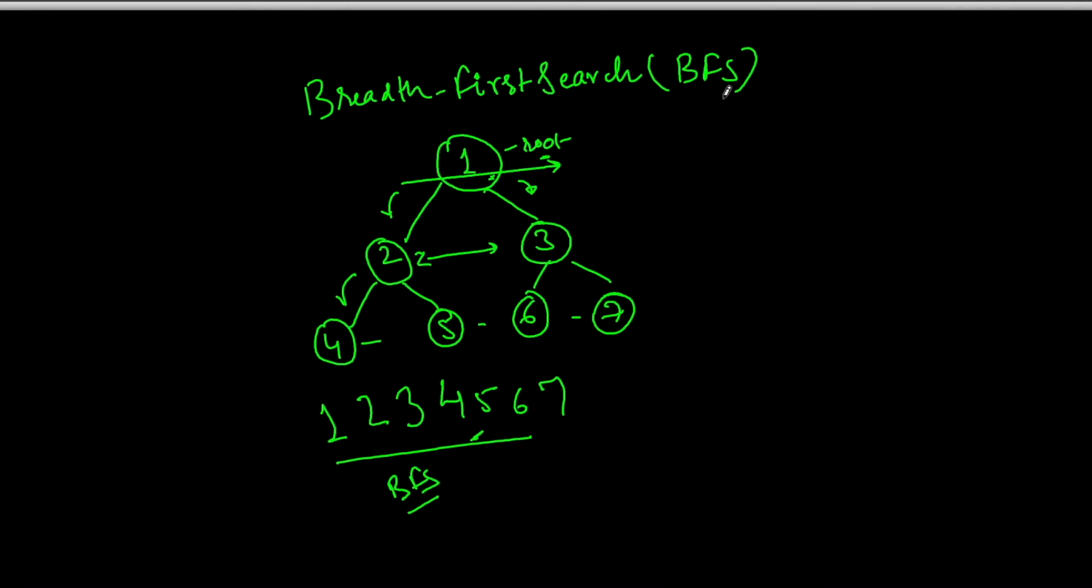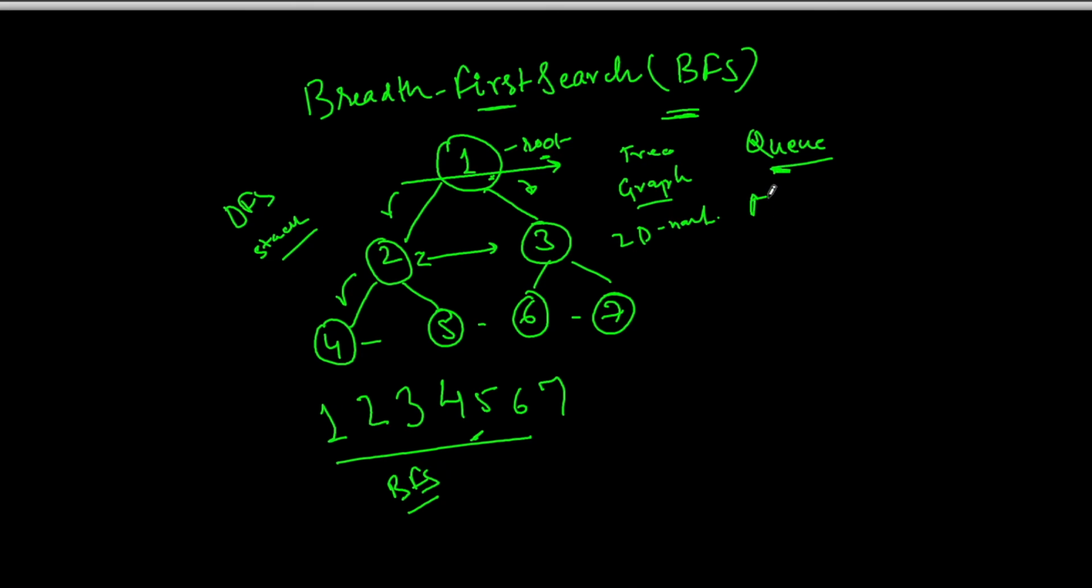Whenever we talk about BFS, whether it's a tree or a graph or a 2D matrix, wherever, we use a queue. Like in DFS we use a stack, in BFS we use a queue. So we know queue. What is a queue? A queue follows first in, first out. So in a queue, whoever enters first goes out first, right?